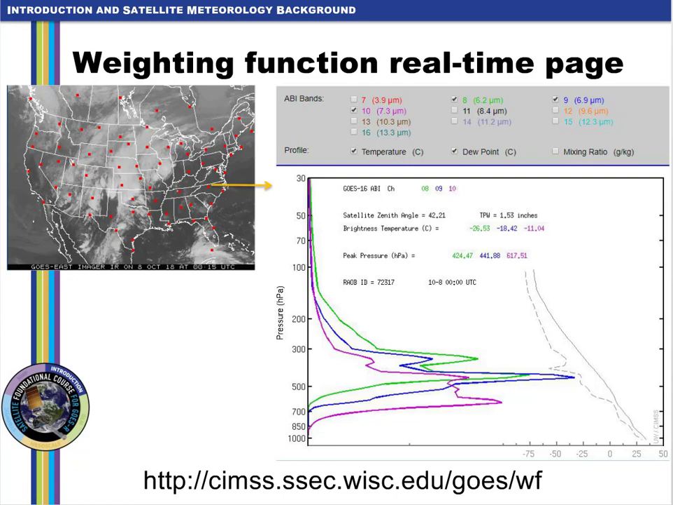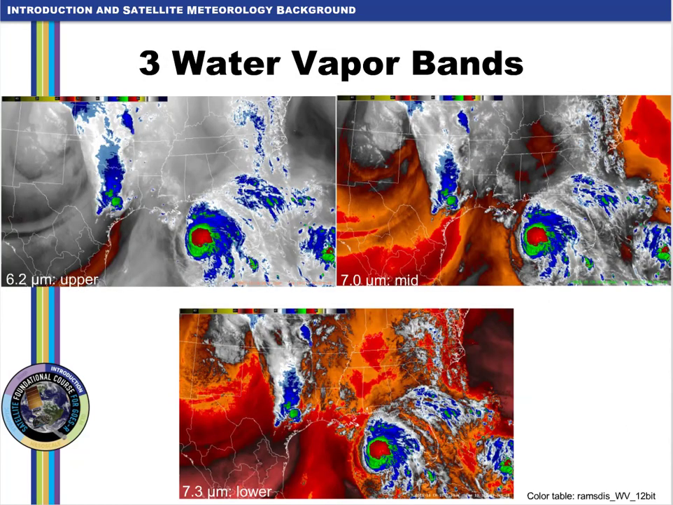Keep in mind these weighting function calculations are based on clear sky conditions only. For example, under thick clouds, the brightness temperature among the various channels will be the same since it sees the temperature at cloud top. We'll introduce the 3 water vapor channels in the GOES-R series here and apply the default color table in AWIPS, which is Ramsdis WV 12-bit.